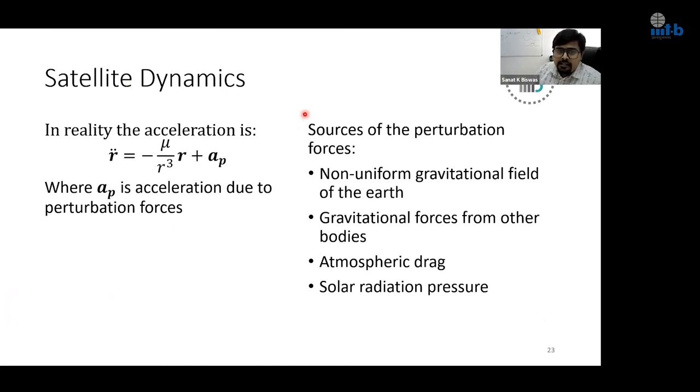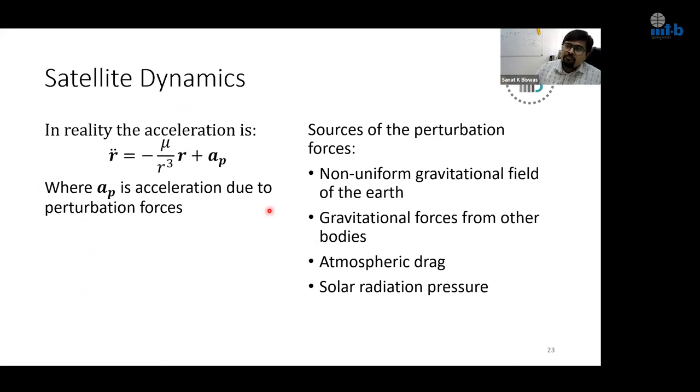Now in reality, the acceleration is actually minus mu by r cube times r plus a_p. a_p is called the acceleration due to perturbation forces. What are these perturbation forces? They come from the non-uniform gravitational field of the Earth. Why the non-uniform gravitational field? Because Earth is not a perfect sphere. It's fairly irregular in shape, and the density is also not uniform. In various places, it has a very different density. And if we consider that, then it becomes significantly different from considering the point mass.